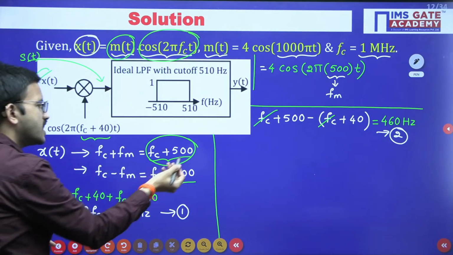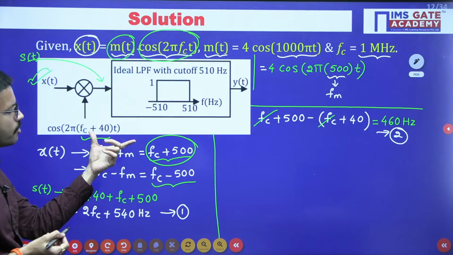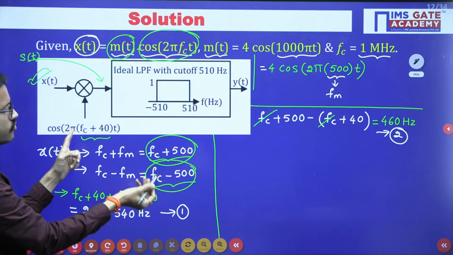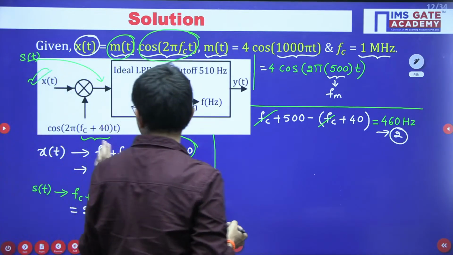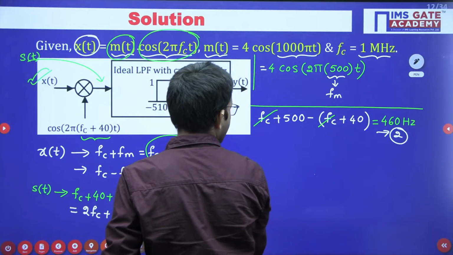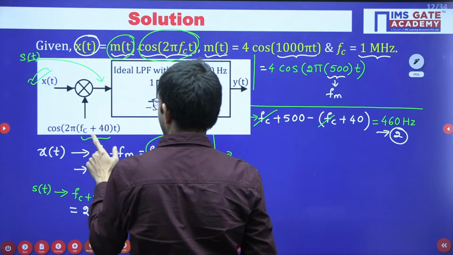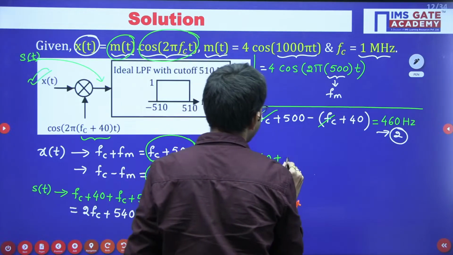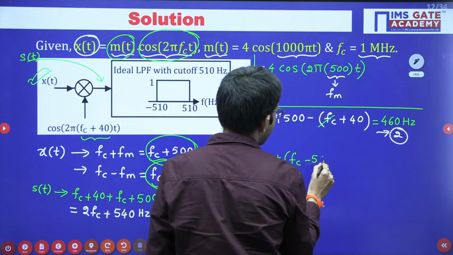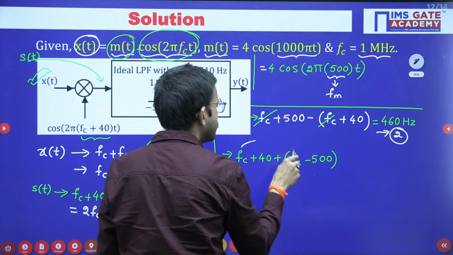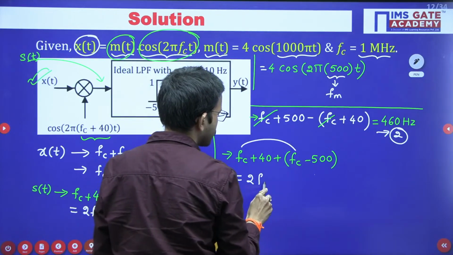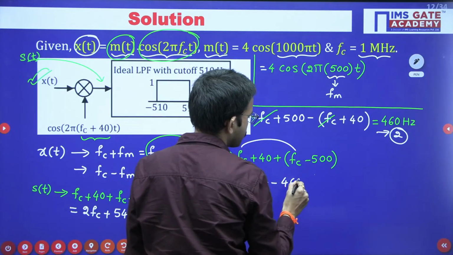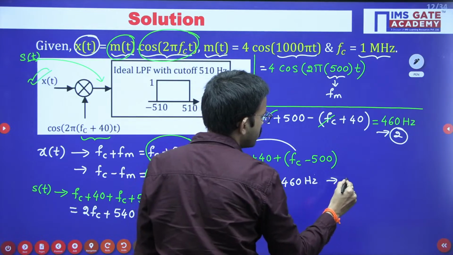Now, with respect to this frequency, we have performed the addition and the subtraction, right? Similarly, with respect to the other frequency, let us perform the addition of these 2 frequencies and then the subtraction. First, let us perform the addition. So next one, fc plus 40 plus fc minus 500. Here fc plus fc is 2fc, plus 40 minus 500. So that means you are getting 2fc minus 460. This is the third frequency.